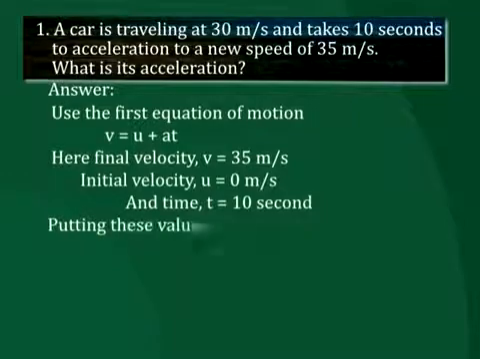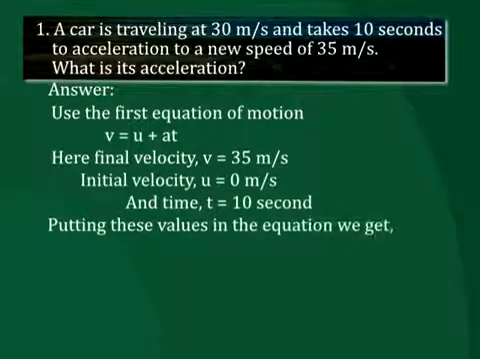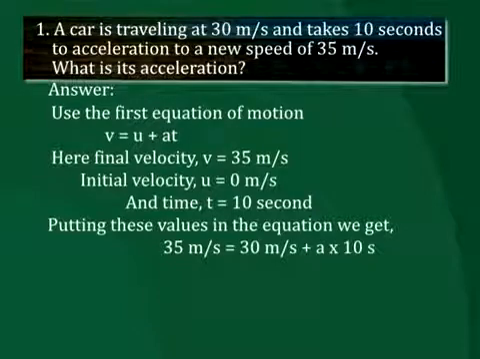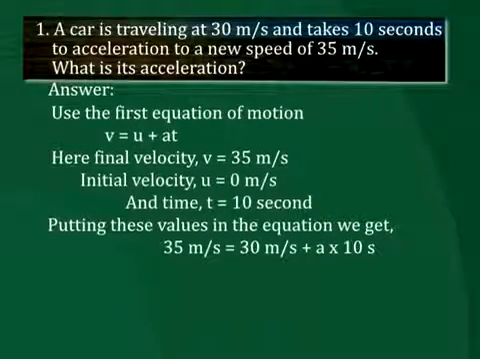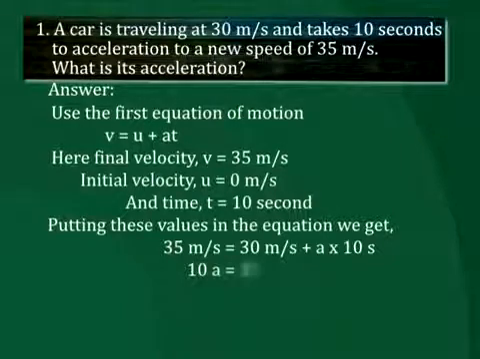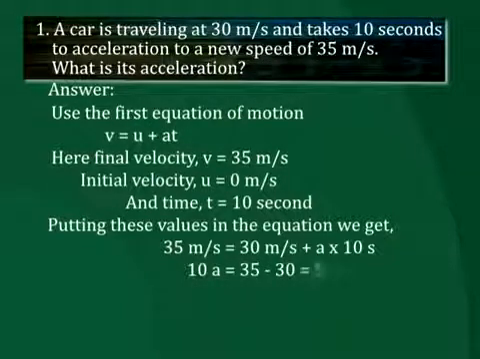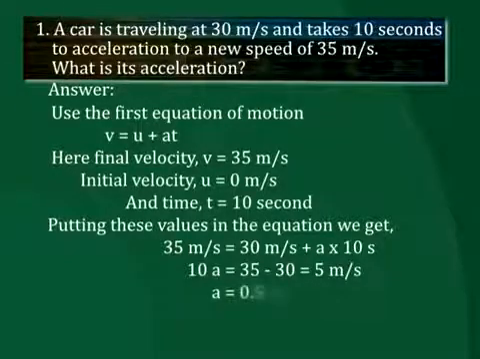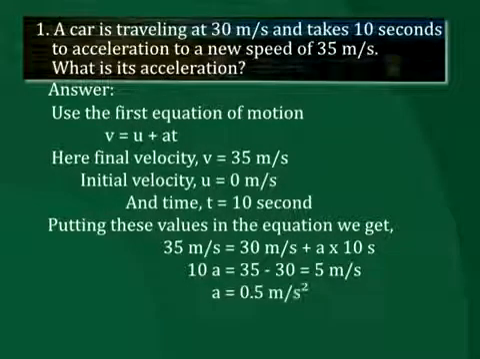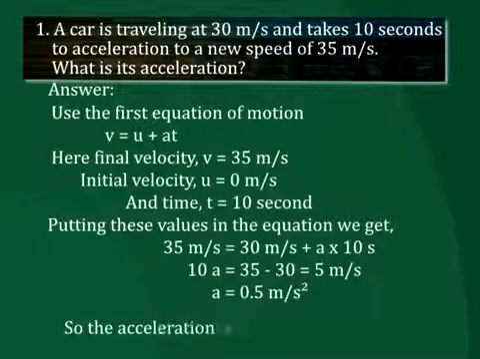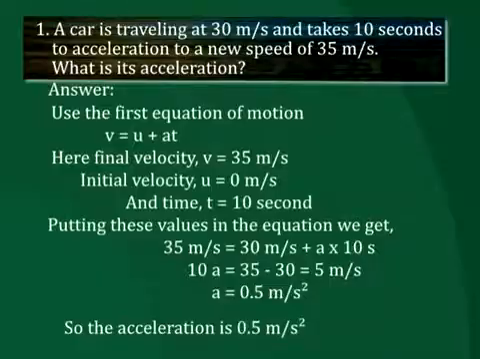Putting these values in the equation, we get 35 meter per second is equal to 30 meter per second plus a into 10 seconds. 10a is equal to 35 minus 30, which is equal to 5 meter per second. a is equal to 0.5 meter per second square. So, the acceleration is 0.5 meter per second square.